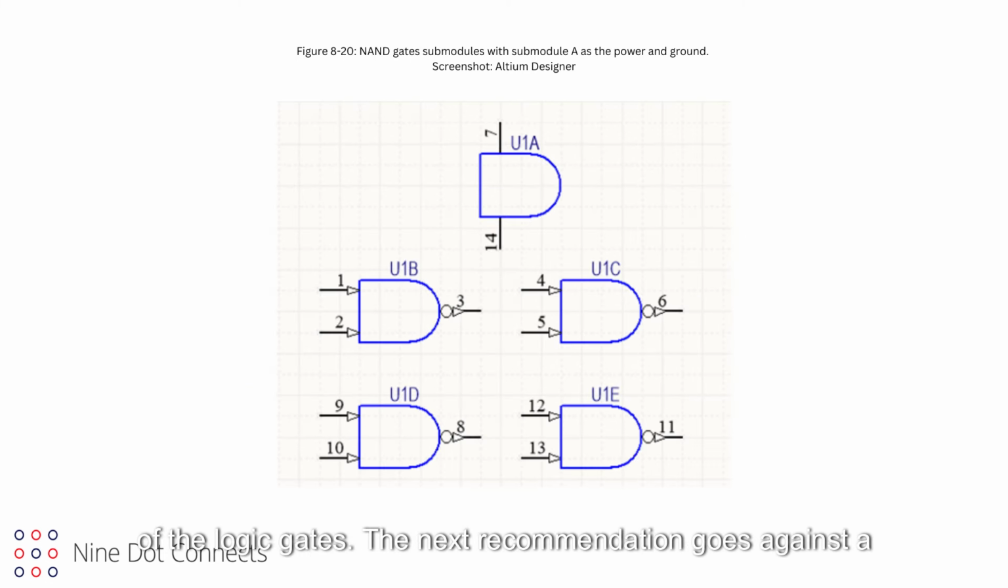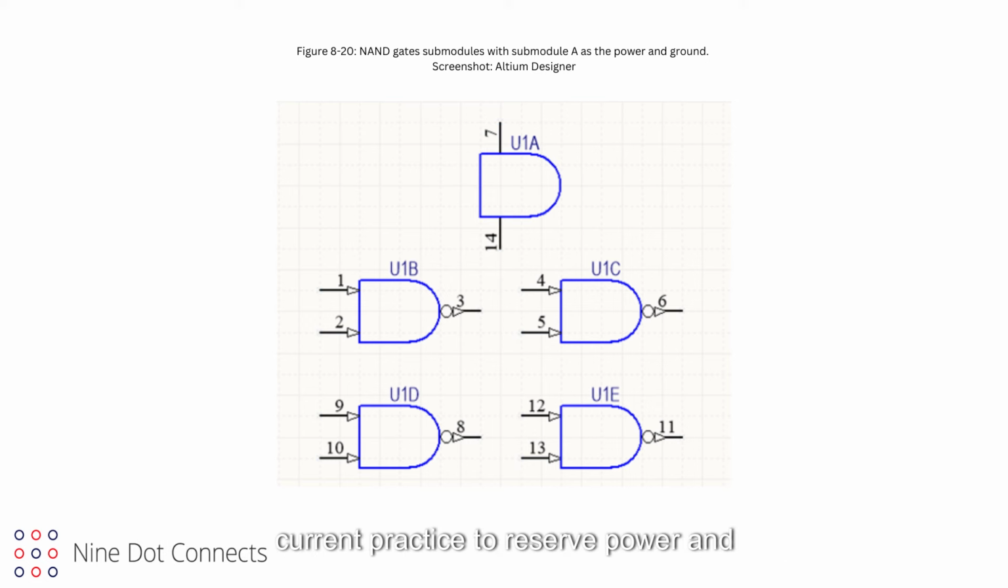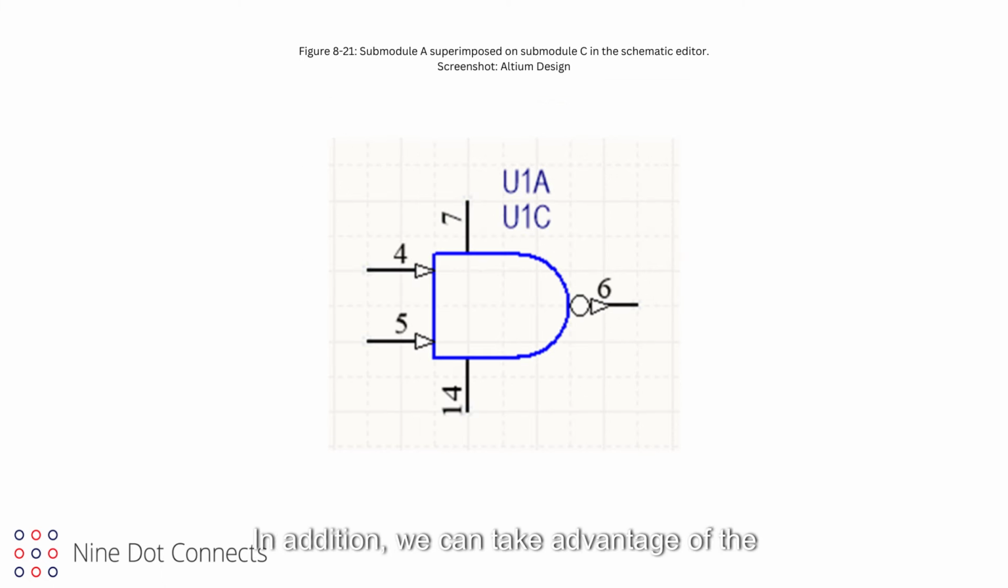The next recommendation goes against a current practice to reserve power and ground for the last submodule. Like the first example shown above, this could be overlooked if we only need the first two logic gates. Therefore, it is recommended that the power/ground submodule be the first submodule. In addition, we can take advantage of the fact that we can overlay symbols on top of each other in the schematic editor.